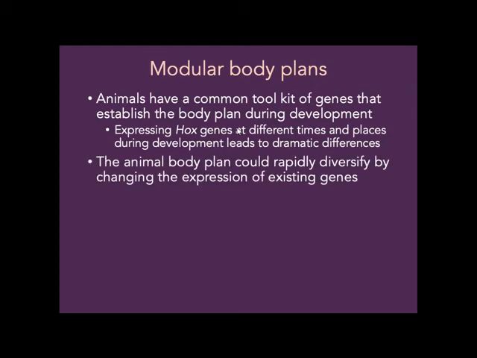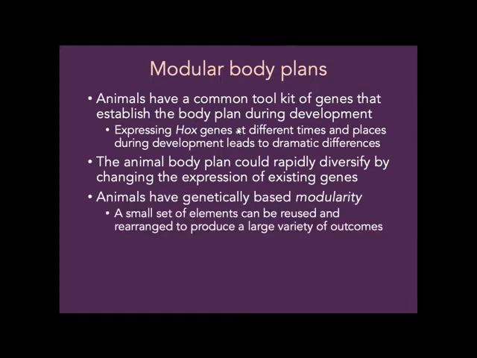So the body plan of animals could potentially change very quickly by just changing the expression of the existing genes, you know, by changing the Hox genes. And so animals have genetically based modularity, right? So a module is like a small unit, right? A repeated unit. And so you can have a small set of elements that are reused and rearranged to produce a large variety of different kinds of outcomes.